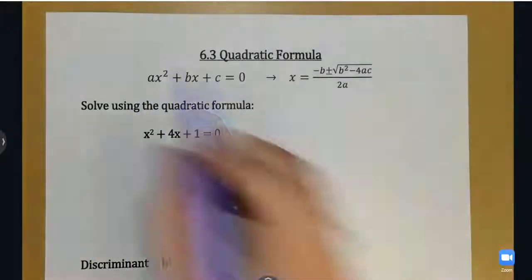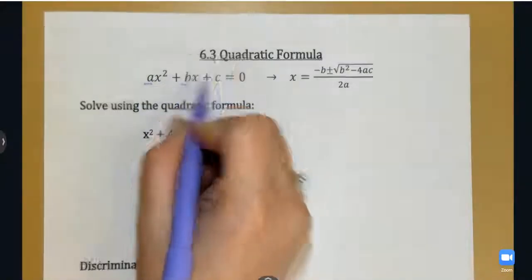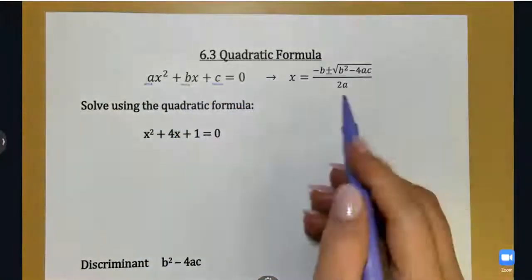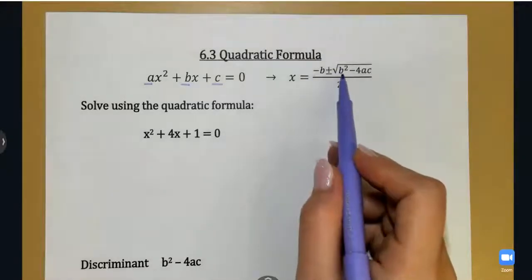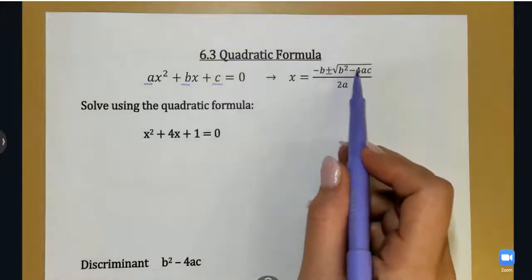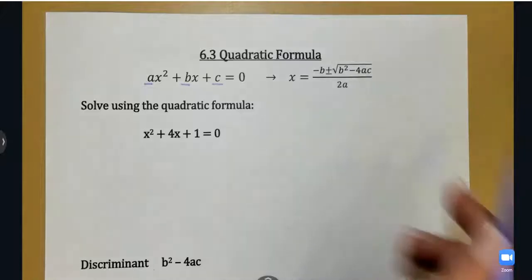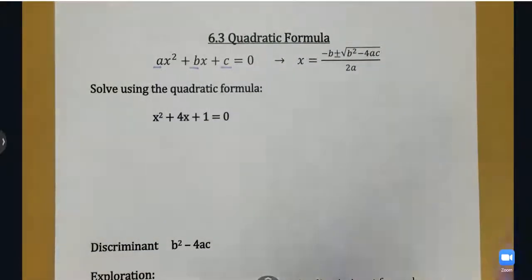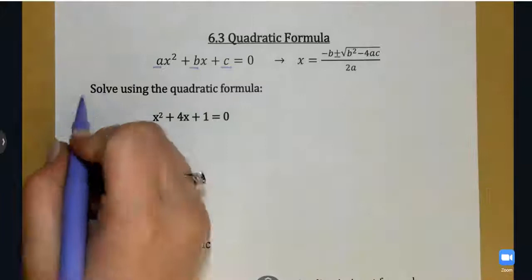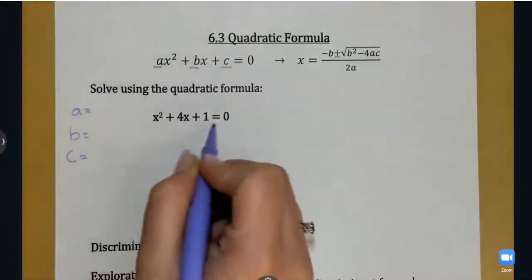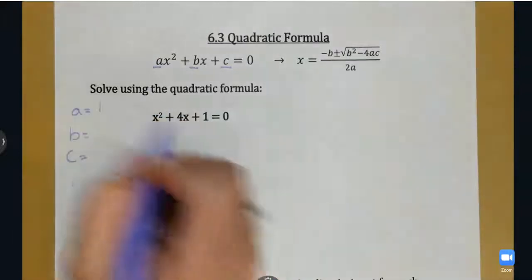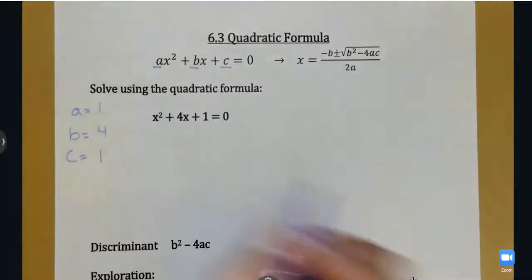So when we have our quadratic, we use our coefficients on our terms and our constants, a, b, and c, to solve for x using our formula, negative b plus or minus the square root of b squared minus 4ac divided by 2a. So when we are going to solve a quadratic in this way, the first thing that we do is identify what a, b, and c are. So in this quadratic here, a is 1, b is 4, and c is 1.